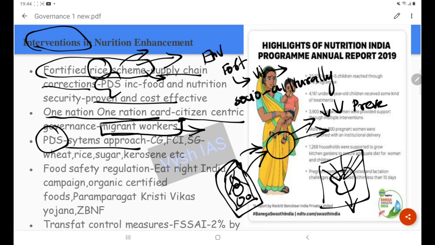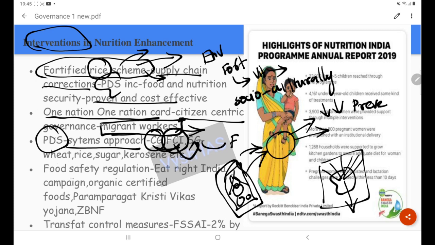So in the PDS system, how is the systems approach followed? The central government is there on the top. It takes the initiative to supply food grains to FCI. Then it goes to state governments. Then it goes to fair price shops. Like this, we are targeting the population.